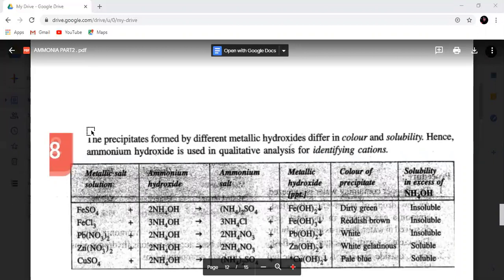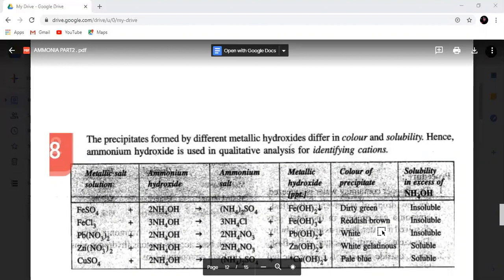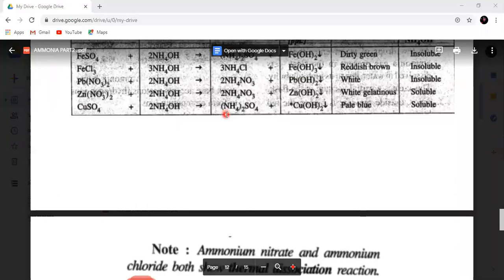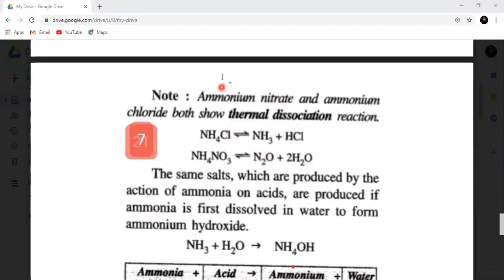All these reactions are being used for the qualitative analysis of identifying cations, meaning in analytical chemistry we are using this reaction for knowing the quality of different cations. That is your reaction of the aqueous solution of ammonia with the soluble metal salt test. After completion of this reaction, we are coming to the dissociation reaction, or the thermal dissociation. Check how it is happening with the ammonium salts.